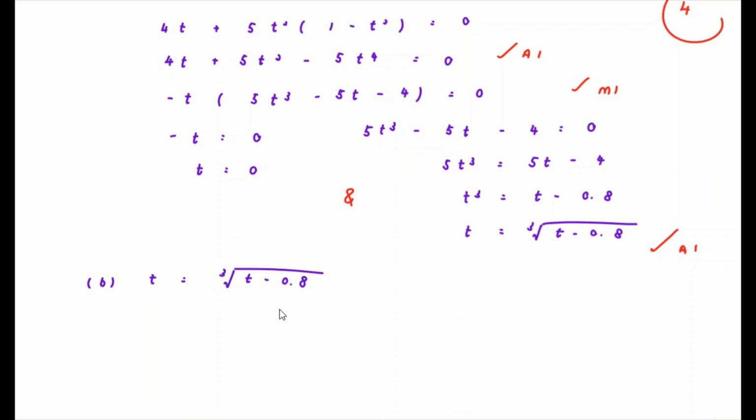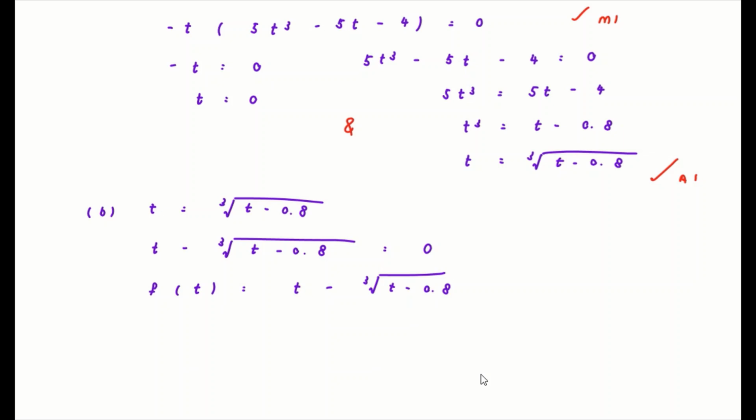So please remember, you must arrange and put everything to one side equals to 0, then only you can change it to f(x). So f of t in this case is equal to t minus cube root of t minus 0.8. Okay, so that's 1.2 and 1.3.